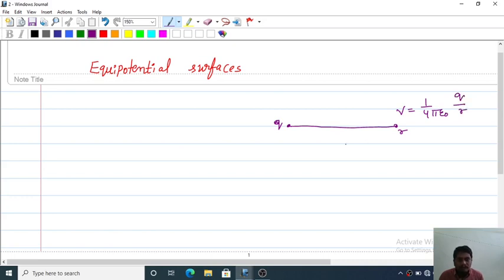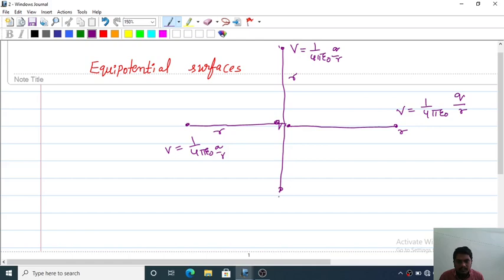If we take another point which is also at the same distance from this q, there also we will get the electric potential as 1 by 4 pi epsilon naught q by r. If we take another point at the same distance, there also we get the same potential. If you take any point at the same distance from the point charge, you will get the same potential.